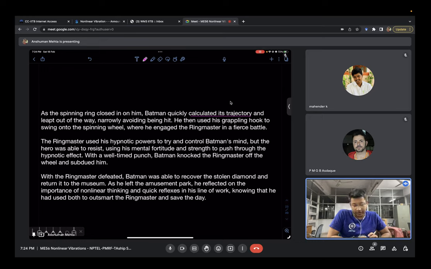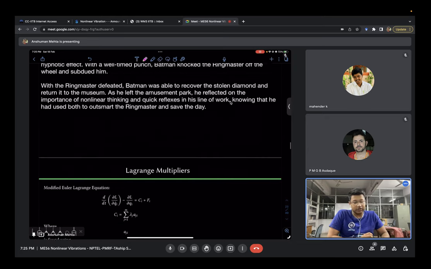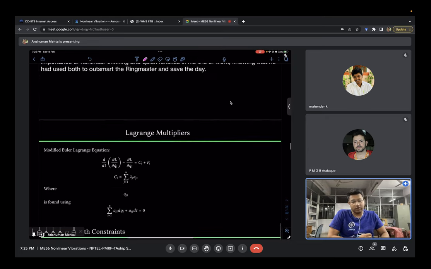With the ringmaster defeated, Batman was able to recover the stolen diamond and return it to the museum. As he left the amusement park, he reflected on the importance of non-linear thinking and quick reflexes in his line of work, knowing that he had used both to outsmart the ringmaster and save the day, which is actually the theme of our comics.